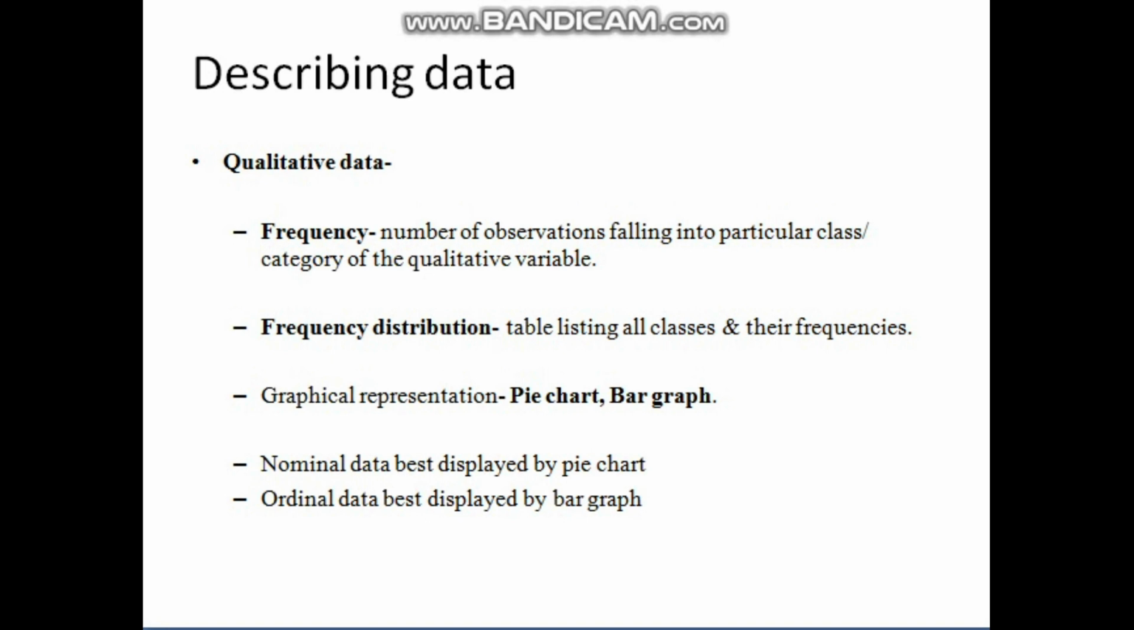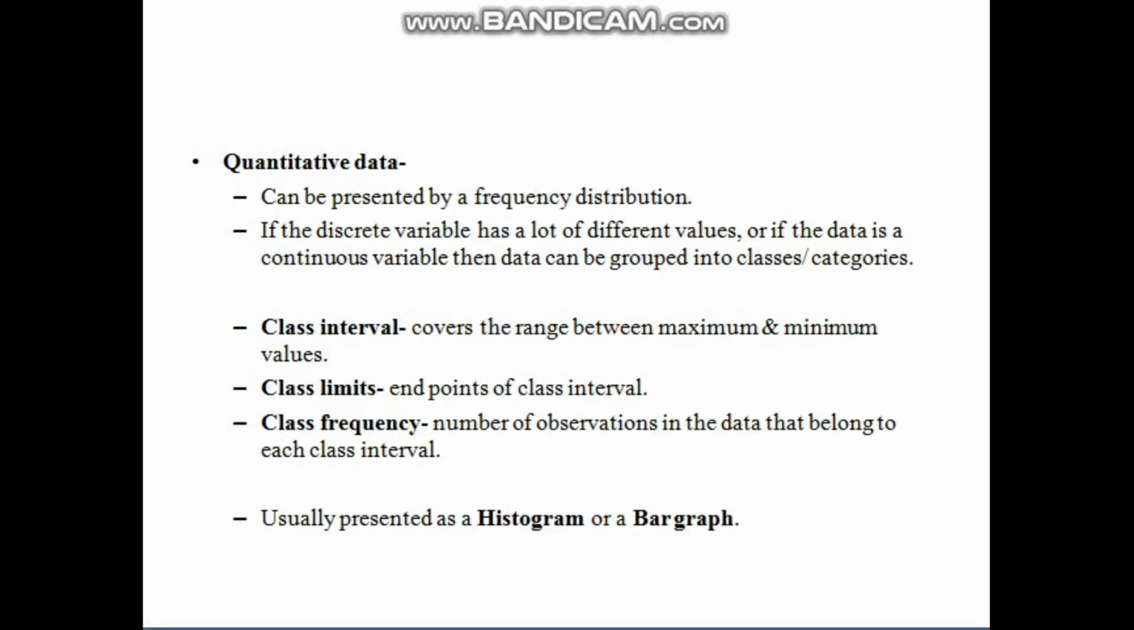Quantitative data can be presented by a frequency distribution. If the discrete variable has a lot of different values, or if the data is a continuous variable, then data can be grouped into class categories. Class interval covers the range between maximum and minimum values. Class limits are the endpoints of a class interval. Class frequency is the number of observations in the data that belong to each class interval.